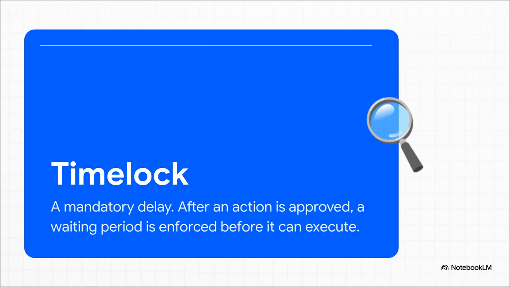Then there's the time lock. And this one is a critical safety mechanism. It's a mandatory delay. See, even after an action gets enough approvals from a multisig, a time lock forces a waiting period before that action can actually go through. This gives the whole community a heads up to see what's coming down the pipe.